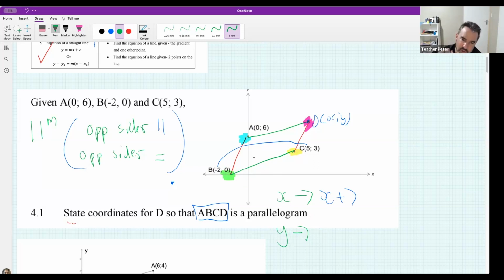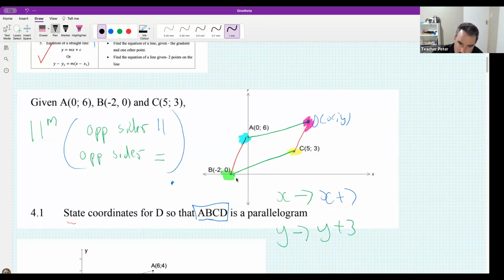Pop it in the chat. What happened to the y value to go from 0 to 3? I had to add 3. Yeah, okay. Now, so we have a rule that describes the journey to go from the green to the yellow.